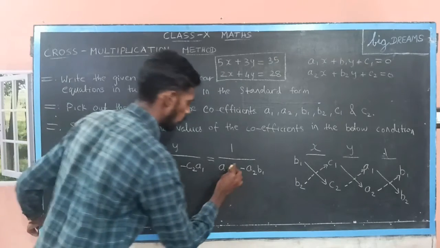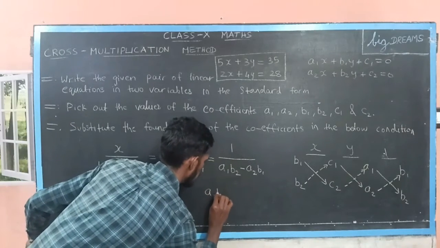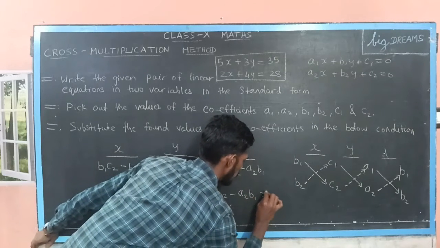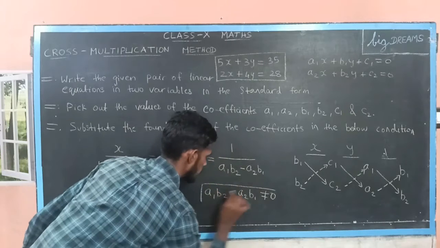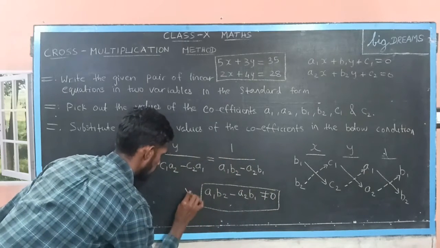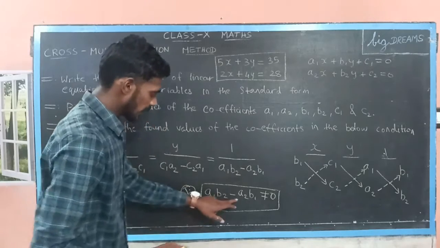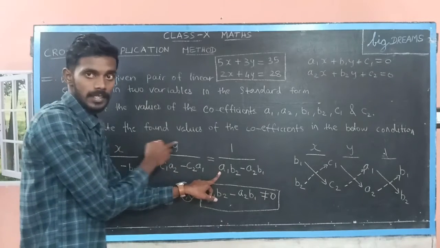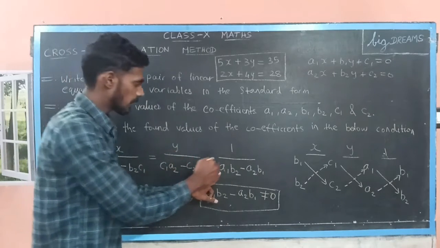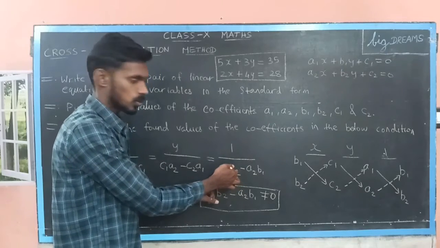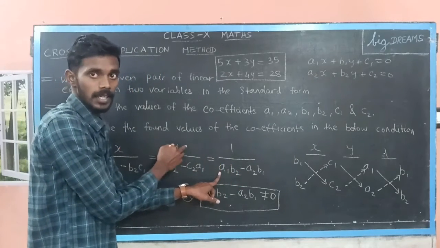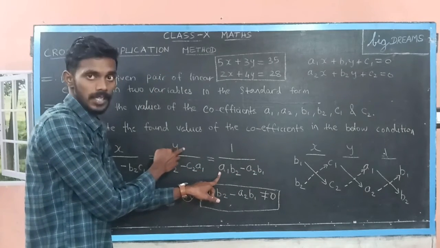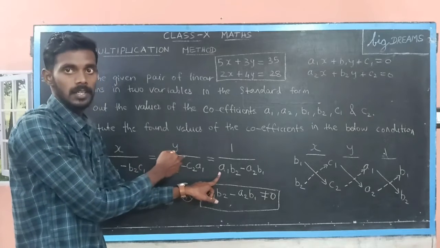Clear? Then one more important condition is that a1 b2 minus a2 b1 must not be equal to 0. It is an important condition. If we are getting this value to be 0, then we will not be able to find the values of x and y while cross multiplying. Because 1 by 0 is undefined, we are unable to find the values of x and y. In that situation there is no solution for the given equations.